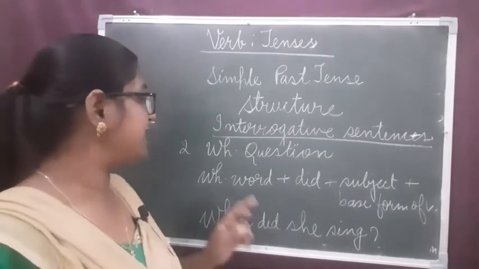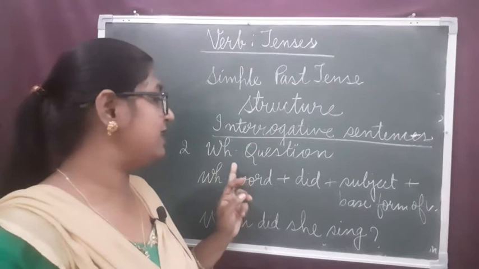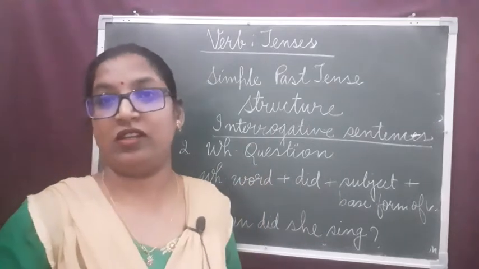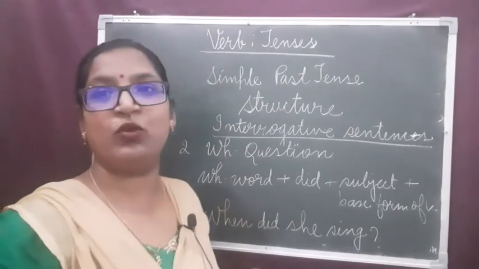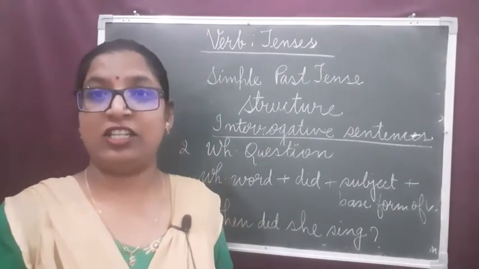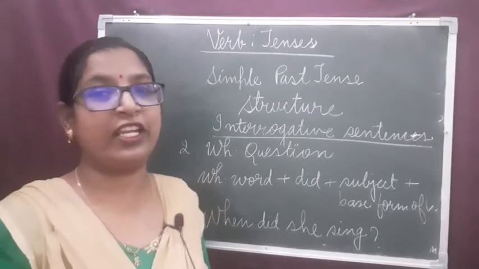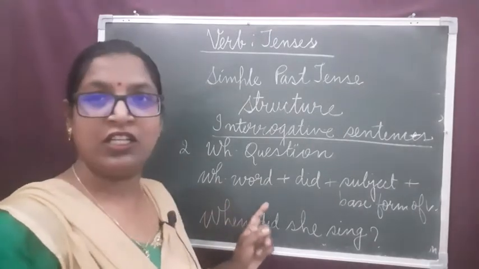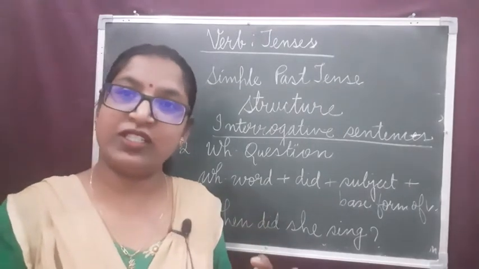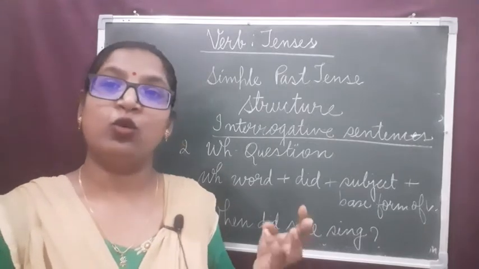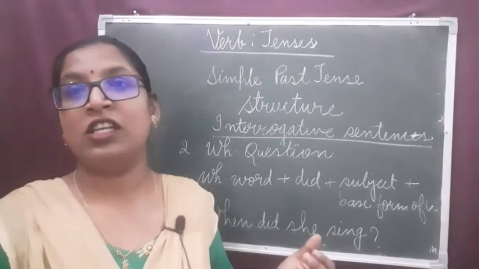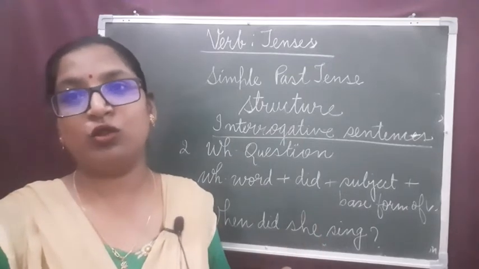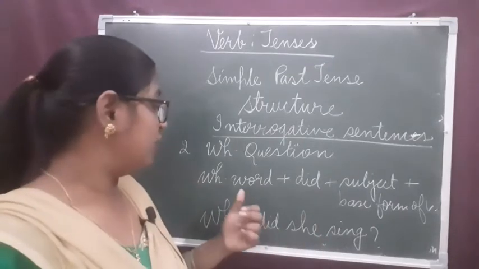Now look at the second kind of interrogative sentence, that is WH question. WH questions always begin with a WH word. Once again I will tell you, WH words are the words like who, when, where, why, what, who, whom. All these are WH words.